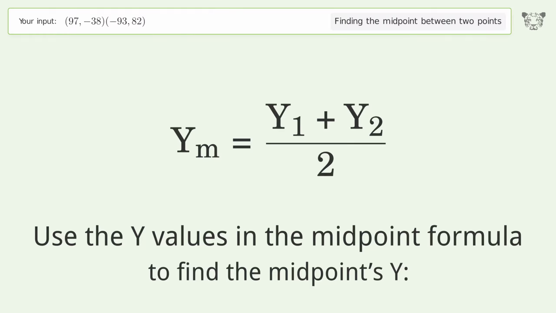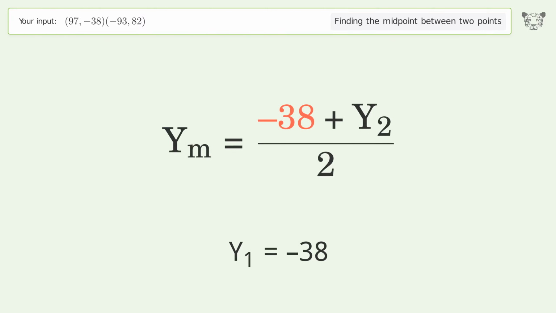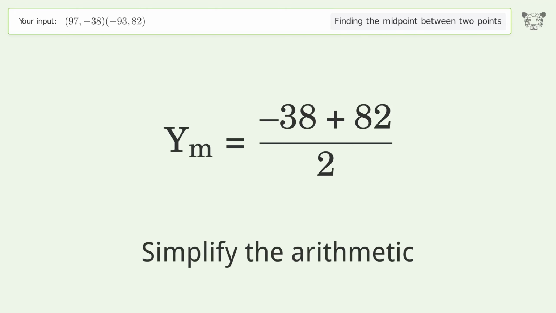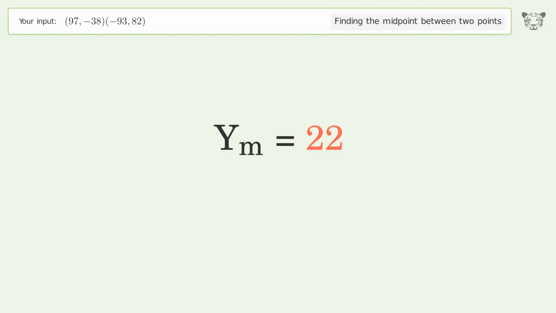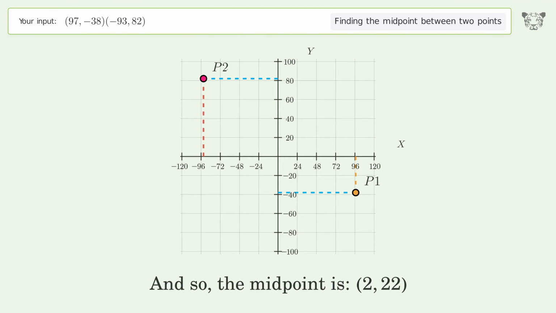Use the y values in the midpoint formula to find the midpoint's y. y1 equals negative 38. y2 equals 82. Simplify the arithmetic. And so, the midpoint is 2,22.